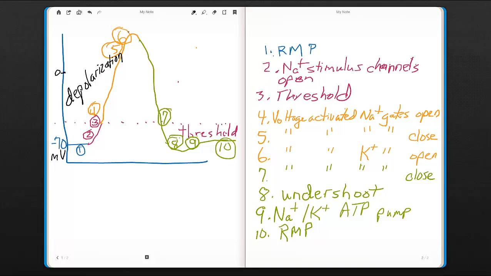And it continues on to the top here. It then begins repolarizing. So this is called the repolarization phase of the action potential. And this bit under here that goes under the resting membrane potential, this is known as the hyperpolarization phase.